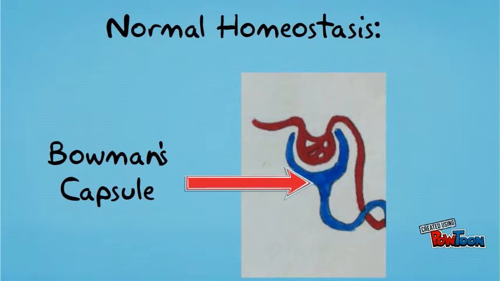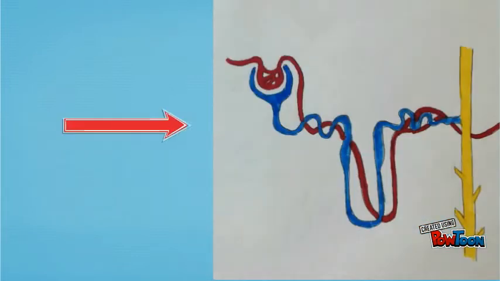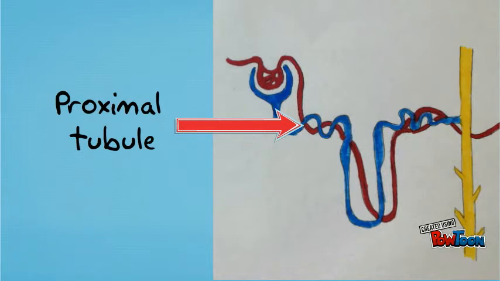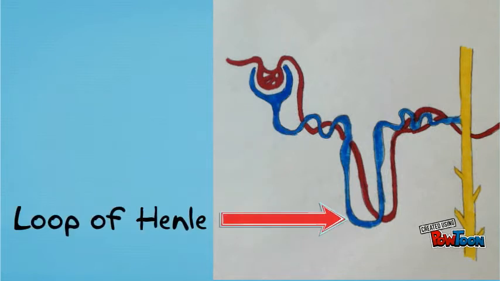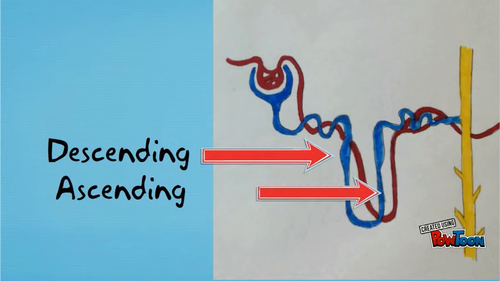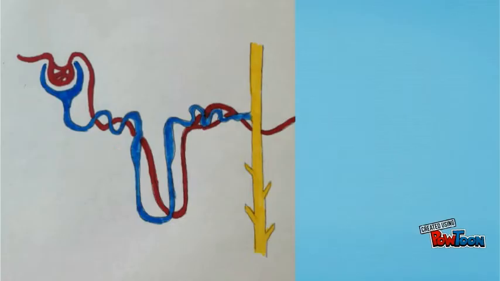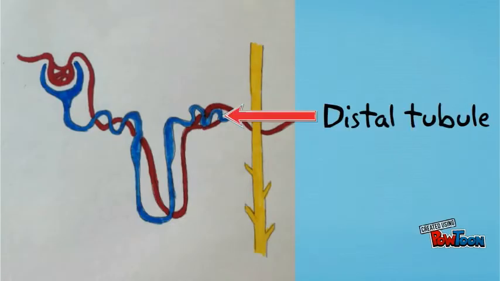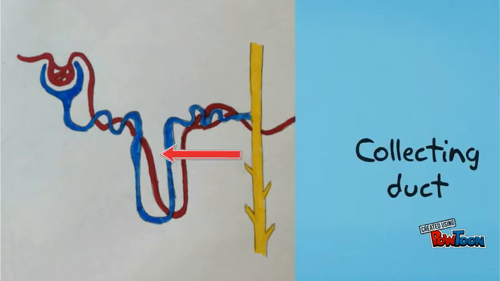the Bowman's capsule. The Bowman's capsule passes the filtrate through the proximal tubule, which reabsorbs molecules such as sodium, calcium, amino acids, and glucose. The filtrate then reaches the loop of Henle, which is broken into 2 parts, descending and ascending limbs. The descending limb absorbs water, while the ascending limb absorbs ions such as potassium, calcium, and sodium. The filtrate then passes through the distal tubule and empties the remaining fluid into the collecting ducts to eventually reach the urinary bladder for excretion.